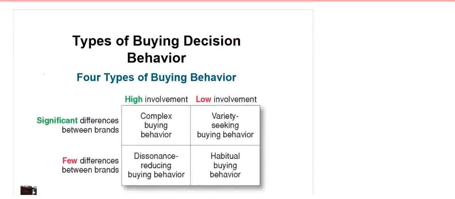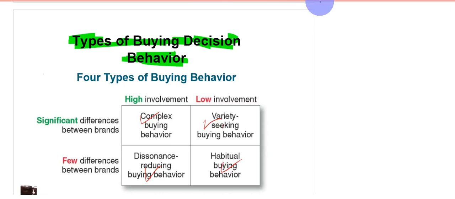So first of all, we will discuss the types of buying decision behavior. There are four different types of buying decision behavior: number one, number two, number three, and number four. But before we move to this graph and this matrix, first of all, let's have some background discussion.